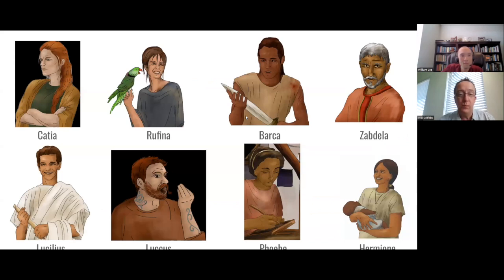So I want y'all to take a moment and see some of these characters. Probably need to fix the margins and whatnot for future presentations. But you see 8 characters that you will encounter in the course. So we have Katya, Rufina, Barca, Zebdella, Lucilius, Lucas, Phoebe, and Hermione, or really Hermione and Phoebe, but I was just rewatching Harry Potter very recently, so that name is in my head right now.